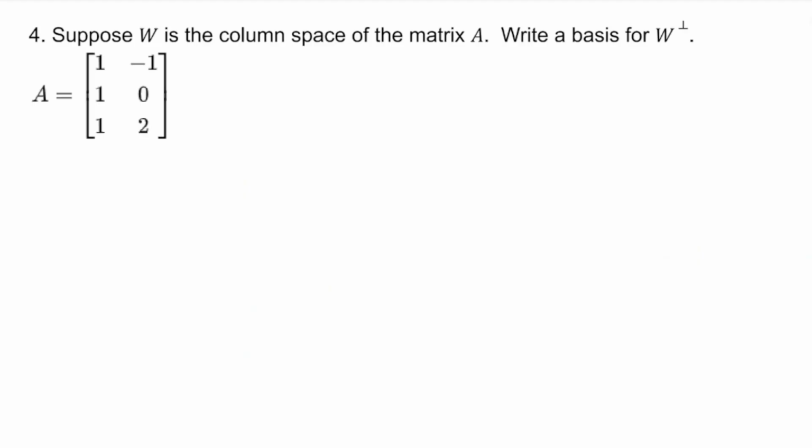Now we want to write a basis for W perp, and W is the column space of the matrix A. So I need to use what we know, and what we know is that the column space of A is orthogonal to the left null space, which is the null space of the transpose. So I'm just going to transpose the matrix and find its null space.